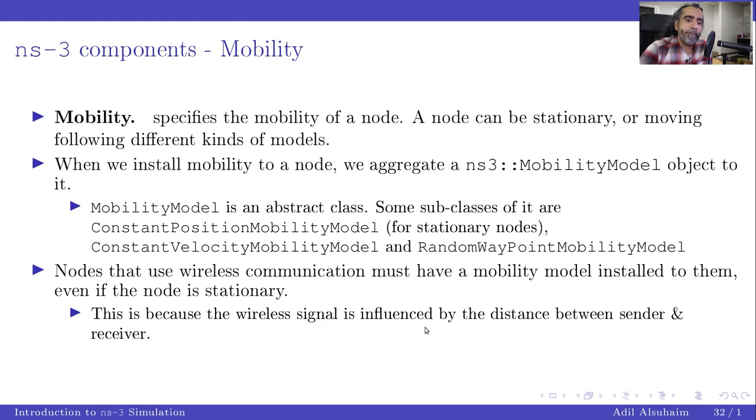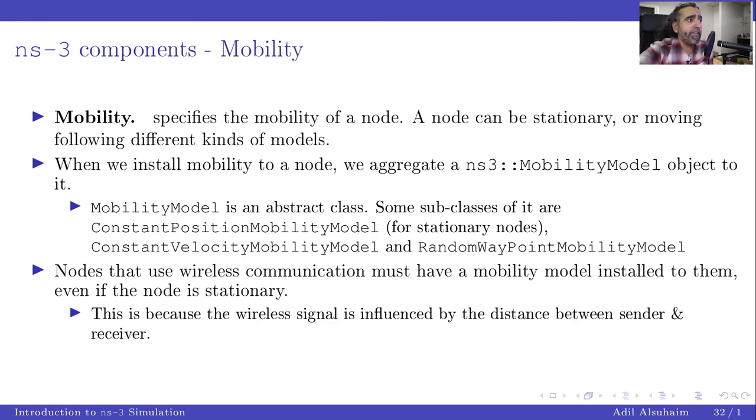Now, mobility is where nodes have a mobility object attached to them so that they can move around. Mobility is necessary if you have wireless communication, because that's how the signal is computed over distance. That's how you calculate whether it's lost, what the signal strength received is. And that's why you need mobility to determine the location.